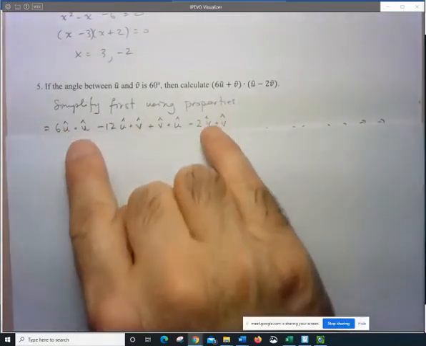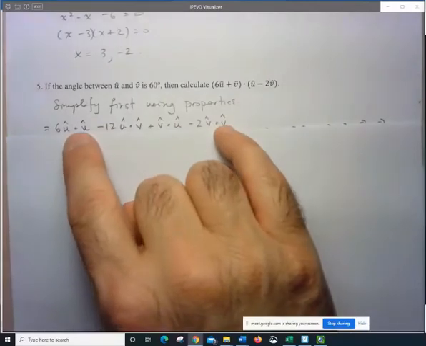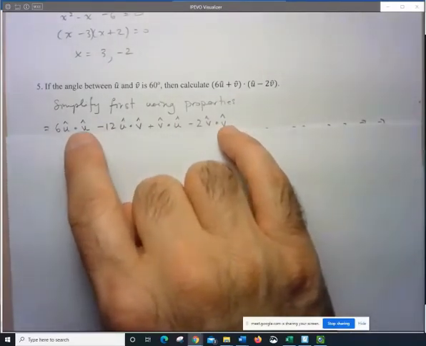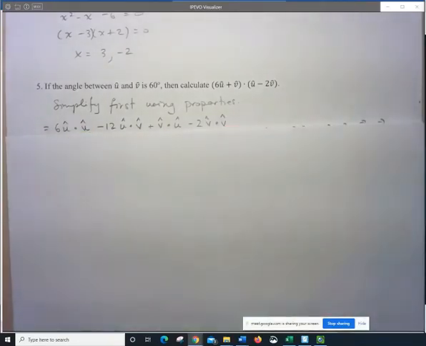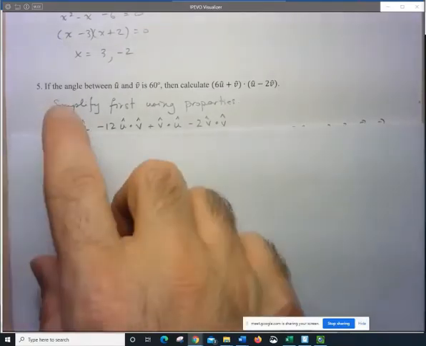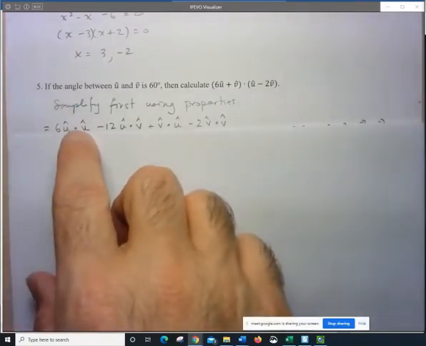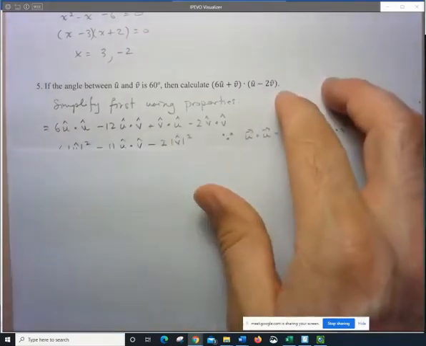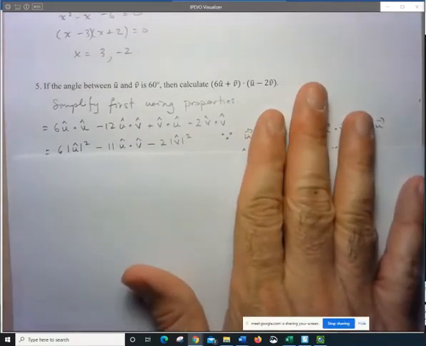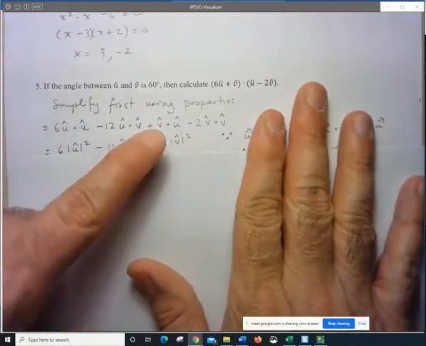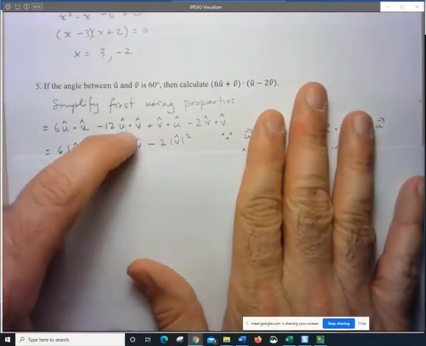Now, what do you notice about these two? What happens when we dot a vector with itself? Does anybody remember what we determined last time? What is the result of dotting a vector with itself? Well, think about it. It's magnitude of u times magnitude of u times cosine of the angle between them. Angle between them is 0. Cos of 0 is 1. So this is just equal to 6 times the magnitude squared. Exactly.